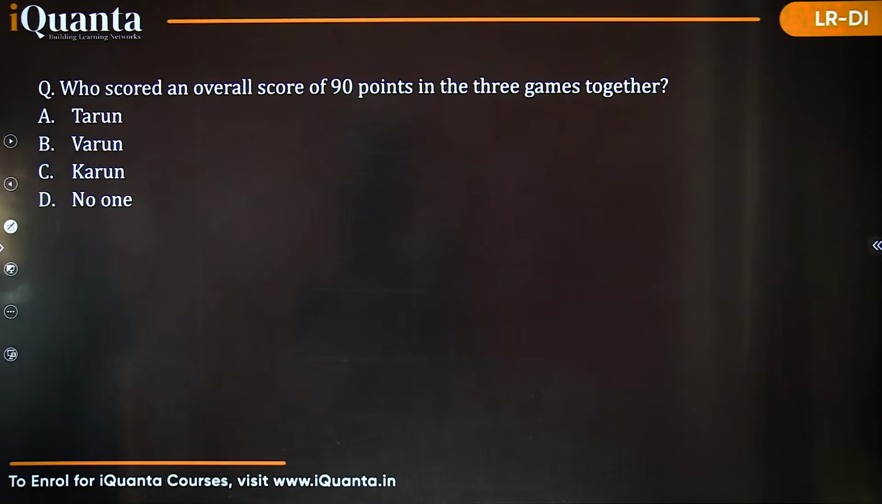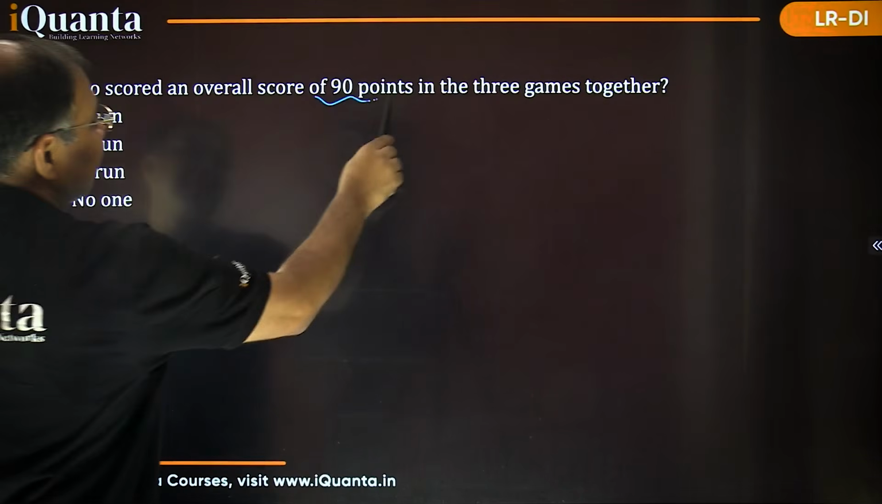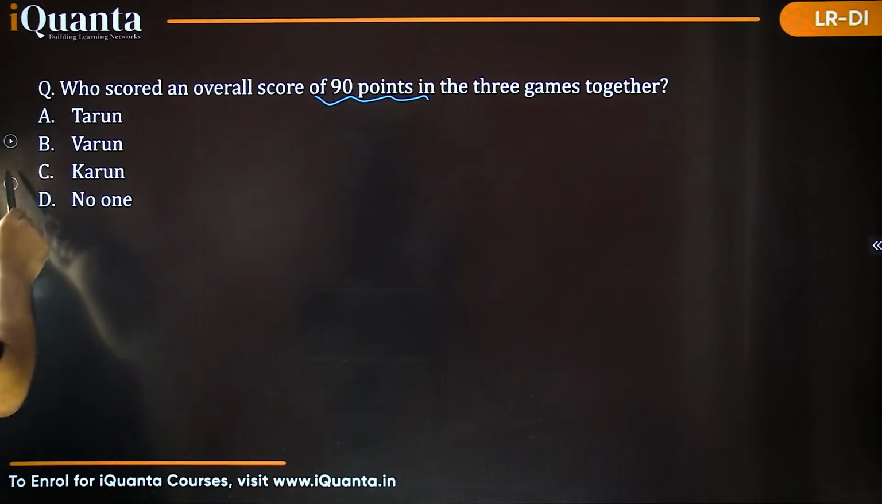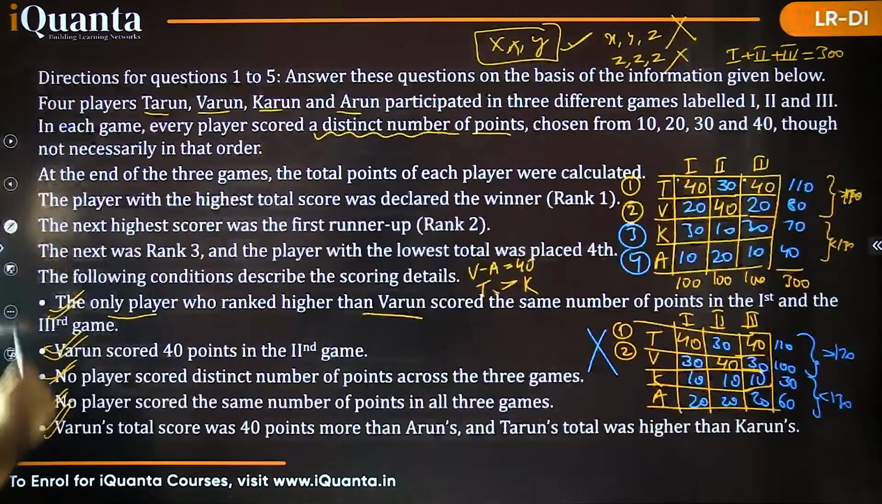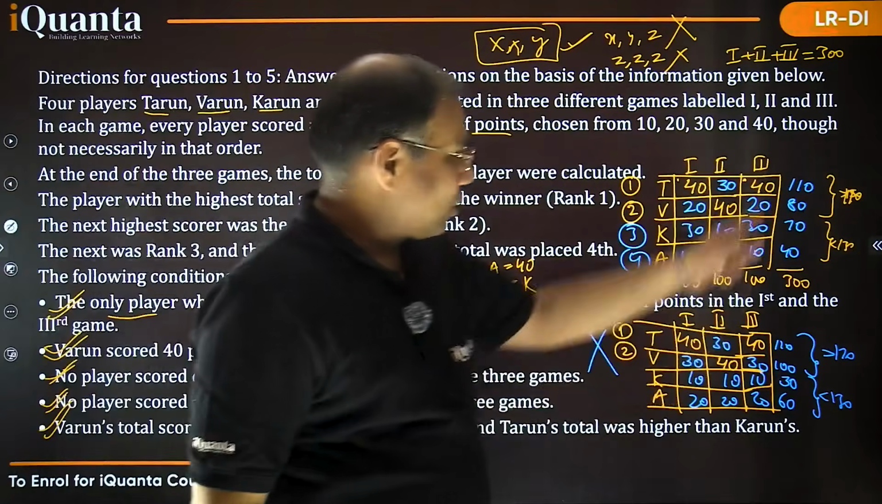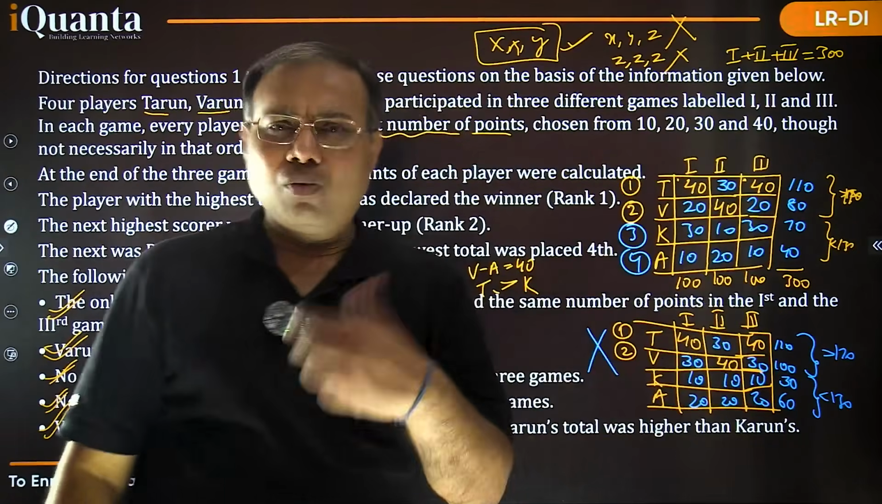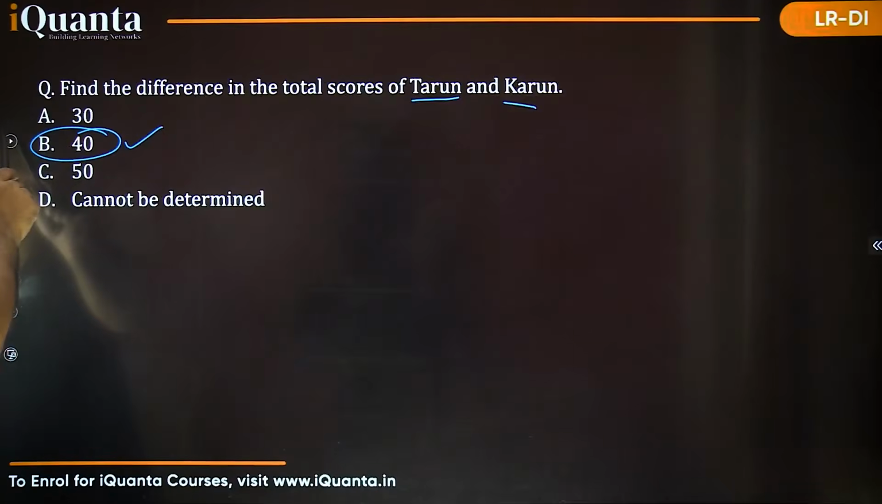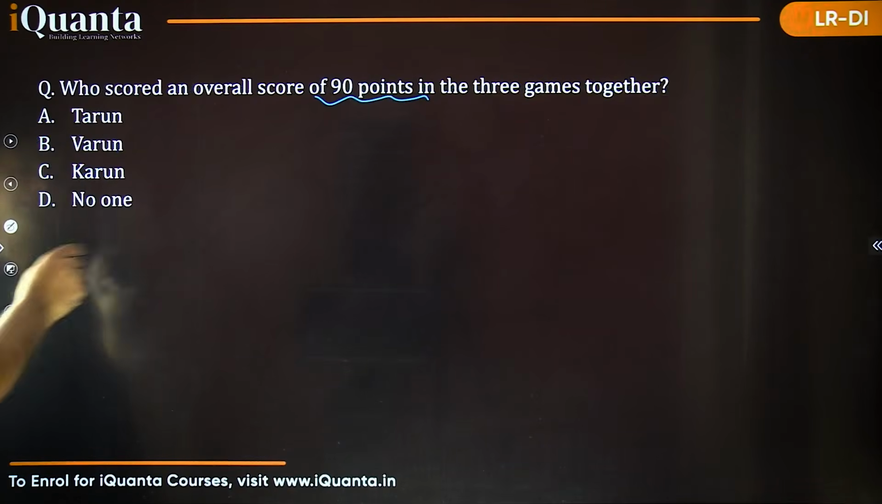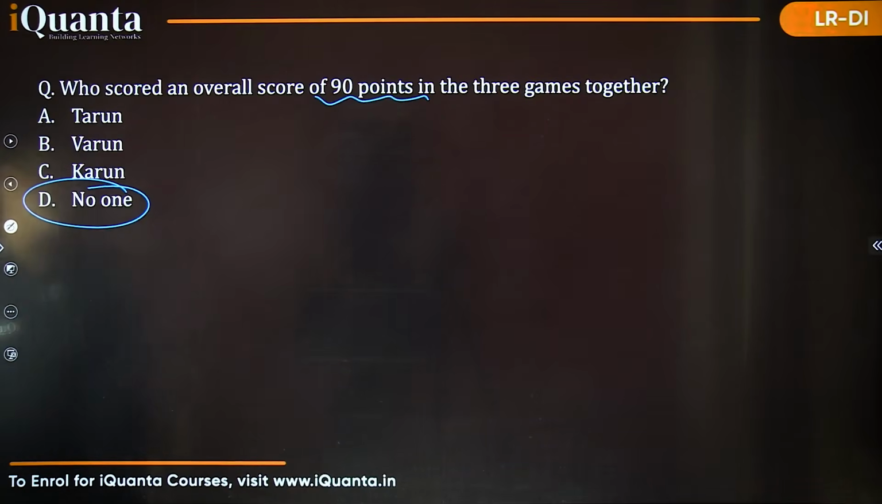Moving to the fourth question. Who scored an overall score of 90 points in the 3 games together? Has anyone got 90? Let's check. 90 points, 90 points. I think no one was there. Yes, no one is there at 90 points, right? So no one. So this was question number 4. Yes, so option D, no one, should be the right answer.